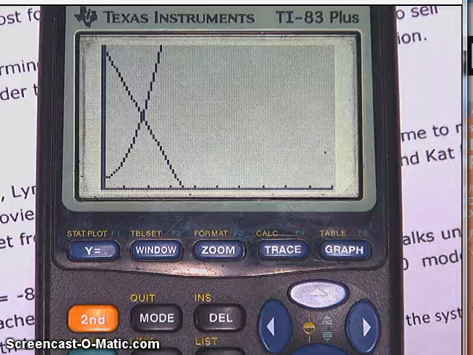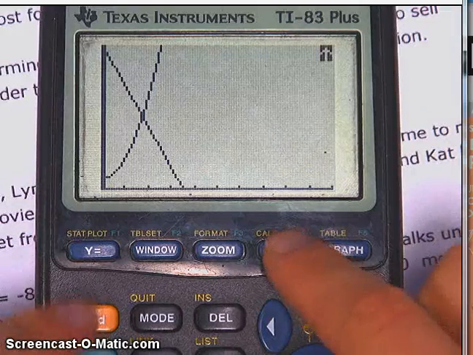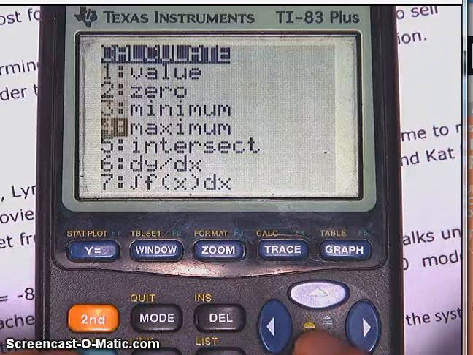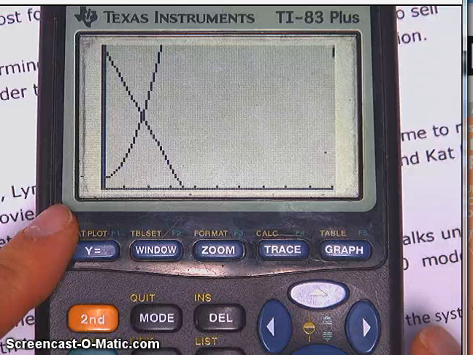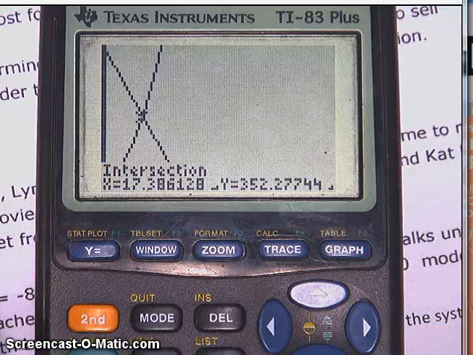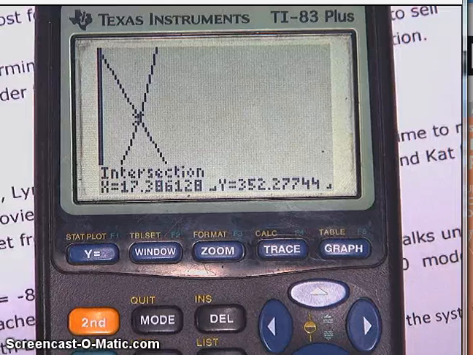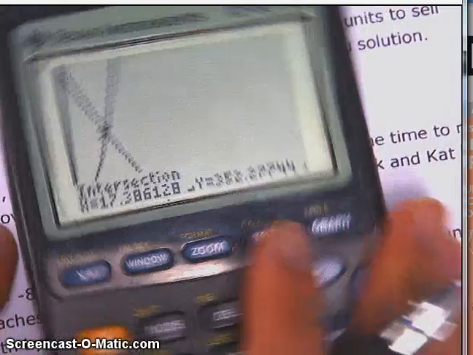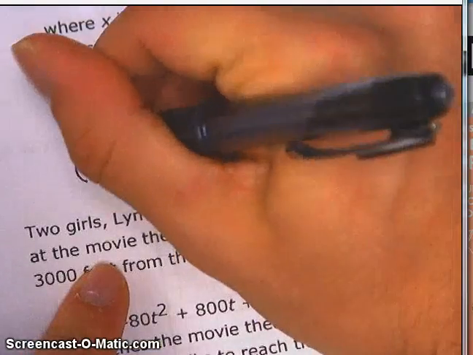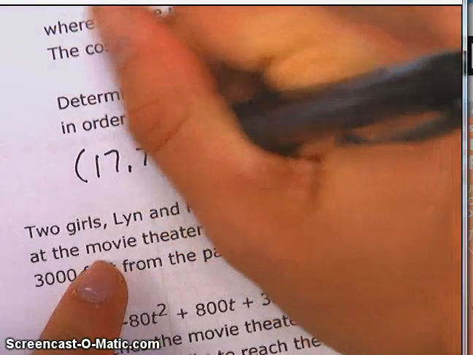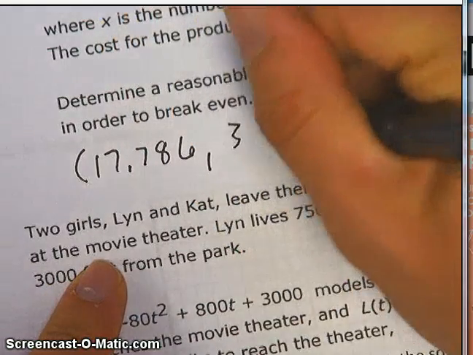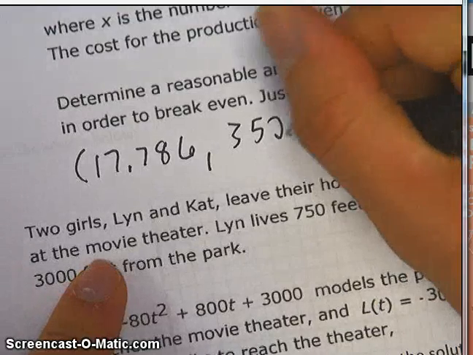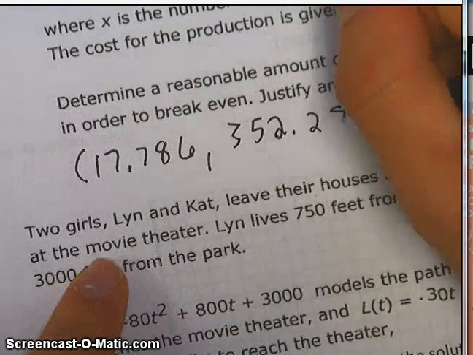That's our break-even point. So if I go ahead and do second trace 5 and then hit enter 3 times, it's going to tell me the solution. X is 17.386, Y is 352.27. I'm just going to write that solution down real quick. I'm going to round it to 3 decimals. 17.386, comma 352.277.